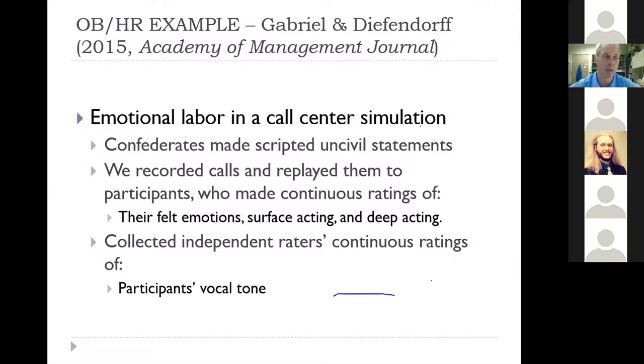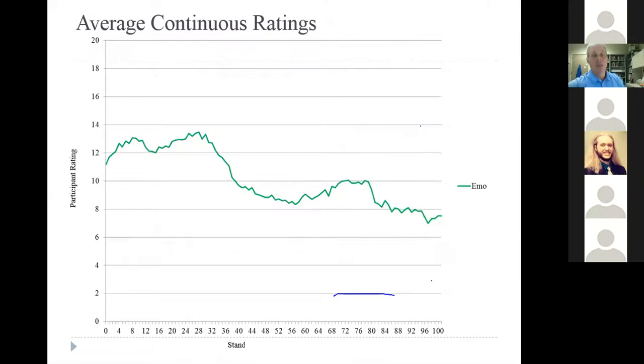Surface acting being emotion regulation in which they try to change the appearance. Deep acting is emotion regulation when you try to change how you feel. We also then collected continuous ratings of participants' vocal tone from independent evaluators who were looking for changes in affective tone. So this is just the plot of emotions over the course of the episode.